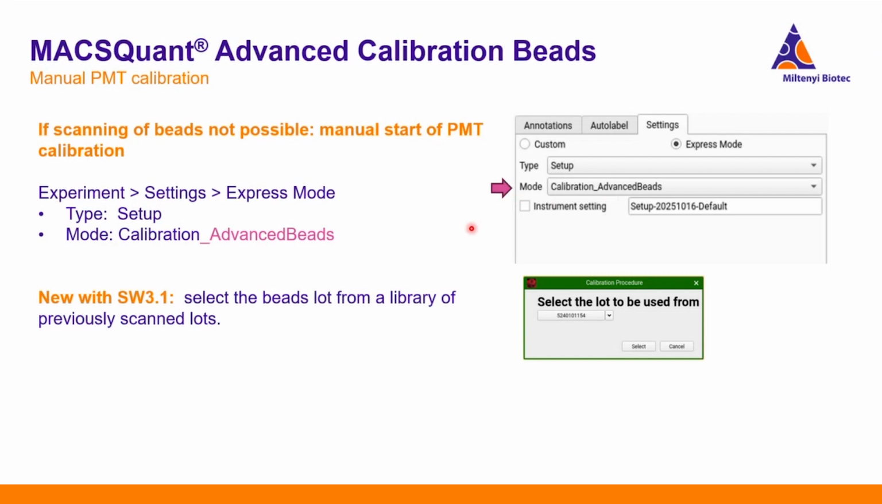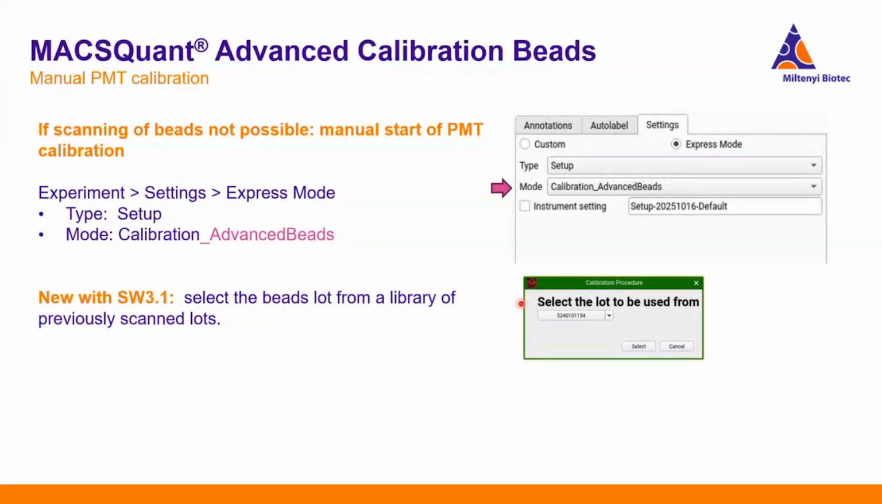And another small detail which is different, which I think is very nice, is that now when you start the process manually, you can now choose which bead lot you are using. There will be a library, so whenever you scan a new bead lot, they will be selectable here from a drop-down menu. This is pretty nice because in the past, the system was just assuming that you use the same type of beads that you did in the last PMT calibration. And now you can tell the machine which lot you are using.